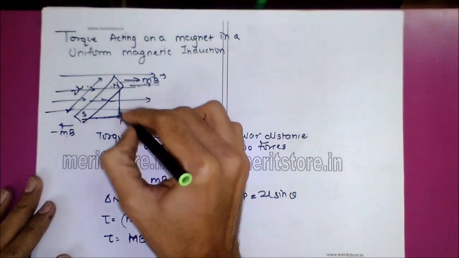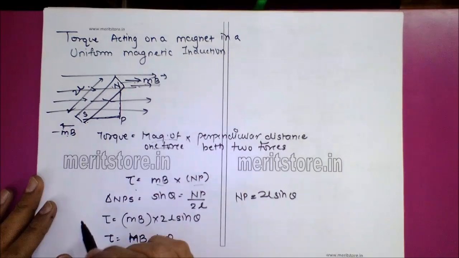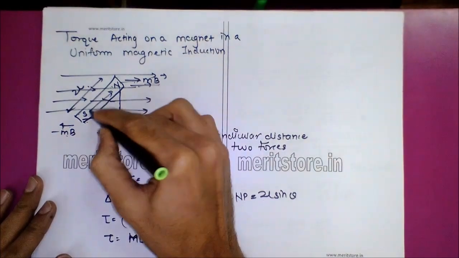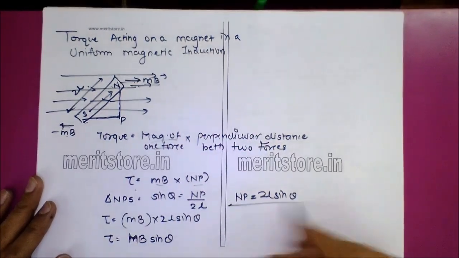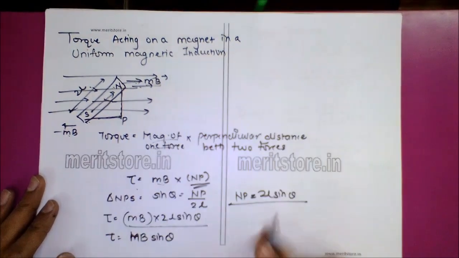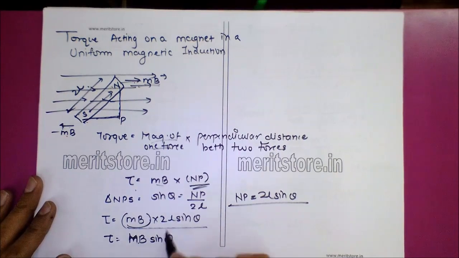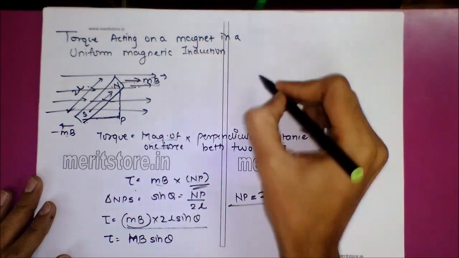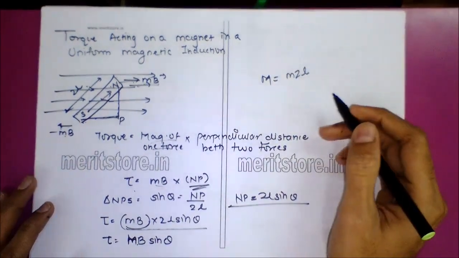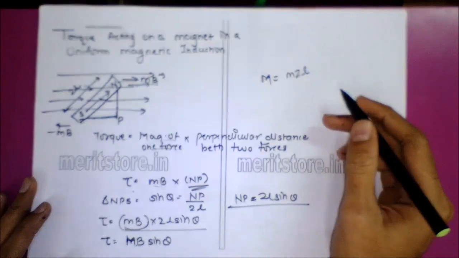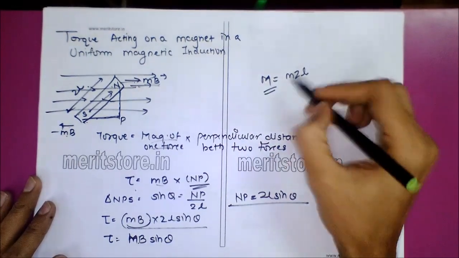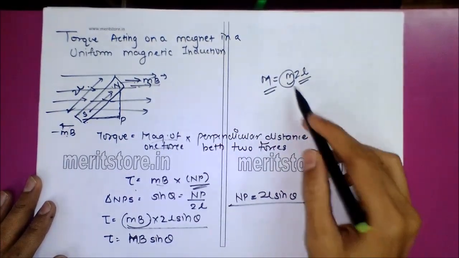Okay, but in triangle NSP, sine of this angle theta will give NP upon the length of this, that is, twice the length, 2L, so sin theta equals NP upon 2L, where NP equals 2L sin theta. So we substitute the NP over here, we get mB times 2L sin theta. So tau is mB into 2L sin theta. We get the magnetic moment M, capital M, equals small m into 2L. That is, the magnetic moment is given as the product of the pole strength and its magnetic length. That capital M is the magnetic moment, given by the pole strength into the magnetic length, that is 2L.